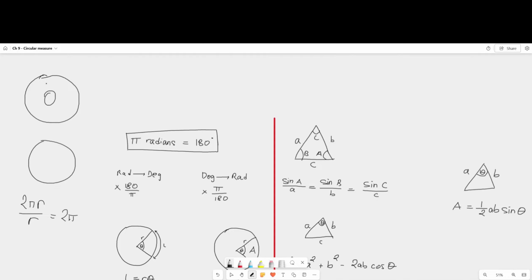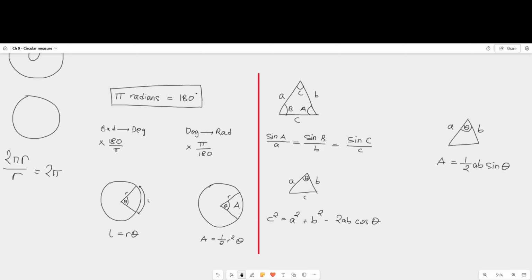So we say 2 pi is 360 and then pi radians is 180 degrees. To convert from radians to degrees, you multiply whatever the radians is by 180 by pi. So essentially, pi into 180 by pi, pi cancels, you get 180 degrees. The opposite, from degrees to radians, you just multiply by this reciprocal. So 180 will cancel and it'll just give you pi.